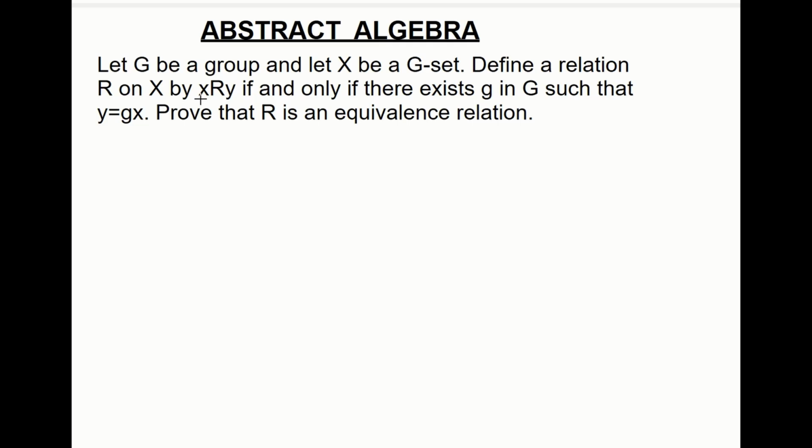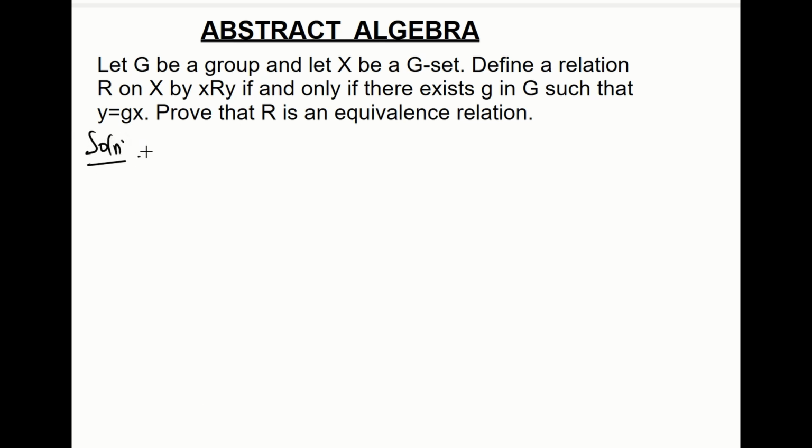Let's dive into it. Okay, let G be a group and let X be a G-set. Define a relation R on X by x relates with y if and only if there exists g in G such that y equals gx. Prove that R is an equivalence relation. So we are going to prove an equivalence relation here.